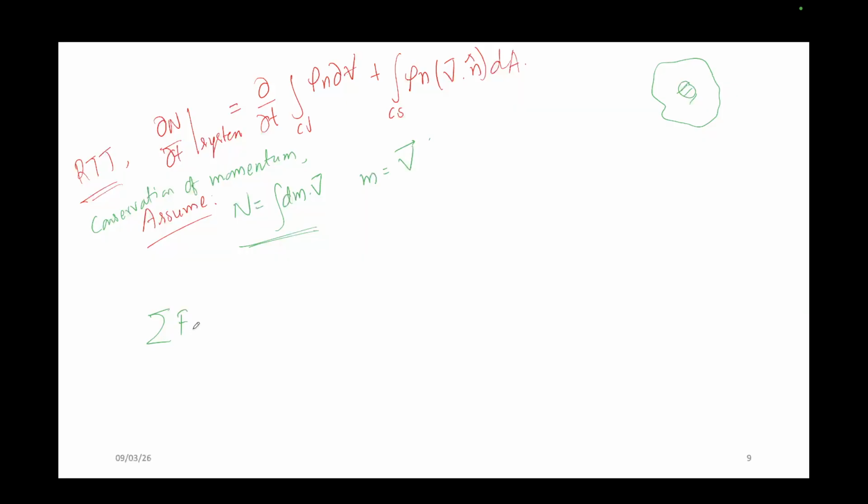I can write total force in the CV. And the final form should be CV, d/dt of rho, I am writing rho u, I am just writing for the x direction, which would be easy for you to understand, plus del dot rho u v into, this is the equation you will get.